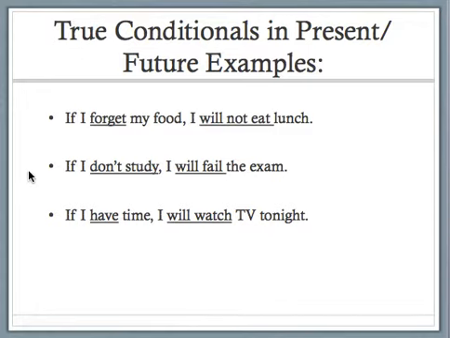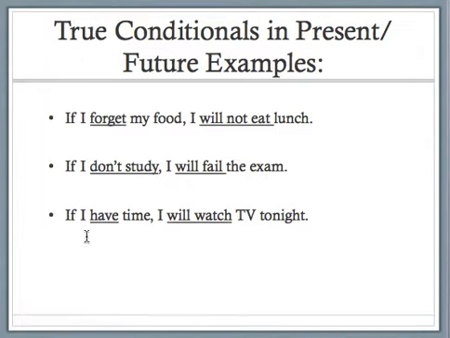Example number 2, if I don't study, I will fail the exam. Again, pay attention to the form. Do not study, this is just the simple present. Will fail, this is will plus the simple form of fail. And again, it's a lot like cause and effect. If I do not study, what's going to happen? I will fail the exam.